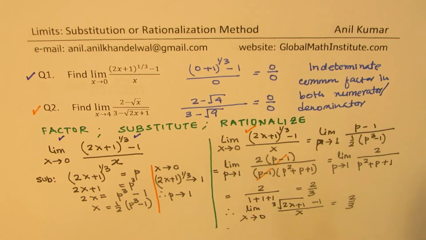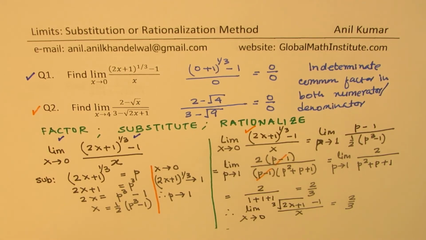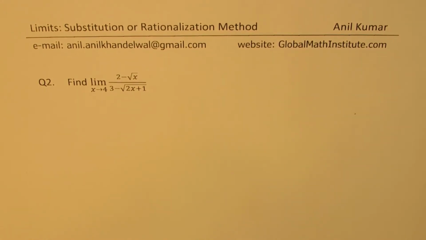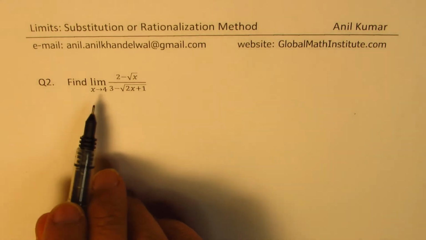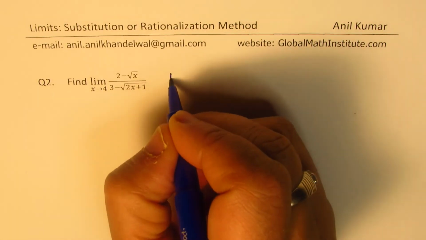Now, as you can see, we could have used this factorization here also, right? However, substitution is a better technique in this case. Now let's take up question number 2. We have already seen that it's an indeterminate form, where substituting 4 will give us 0 over 0. So we'll rationalize, right? So we are using rationalization.